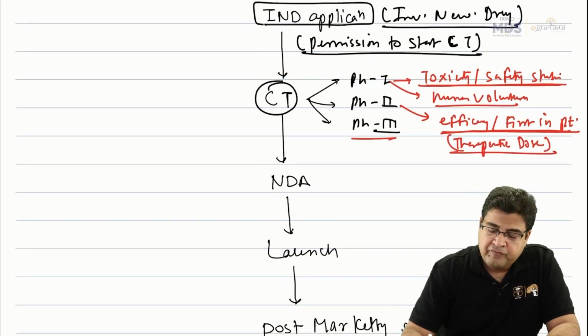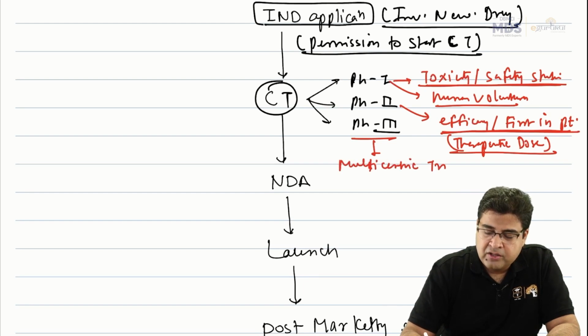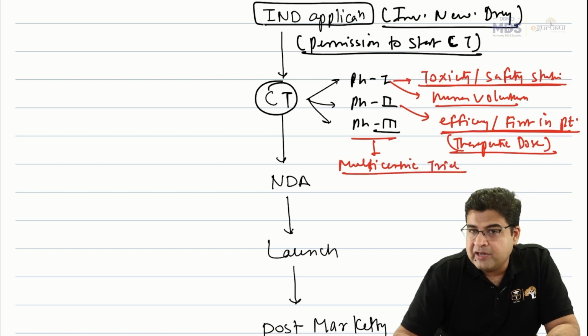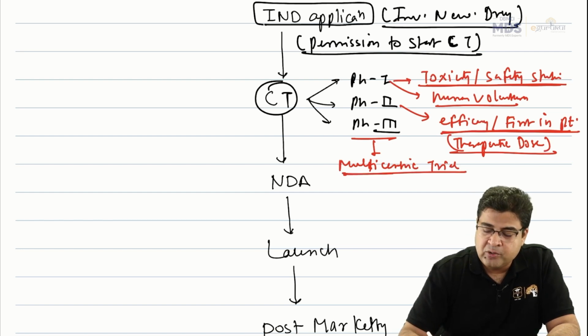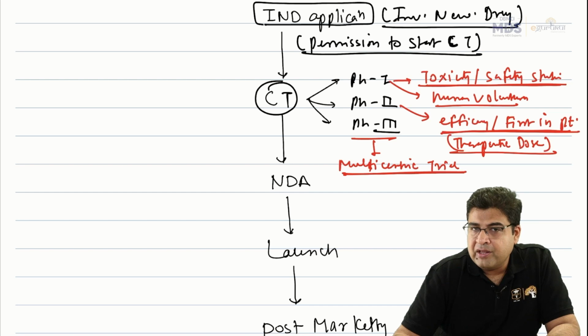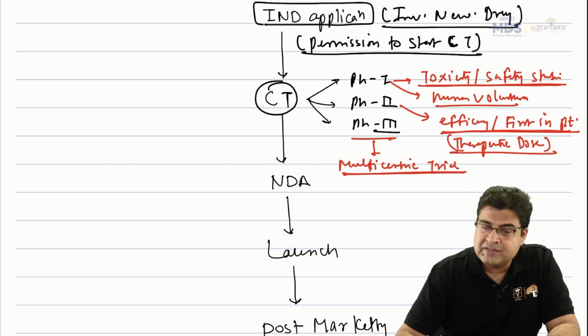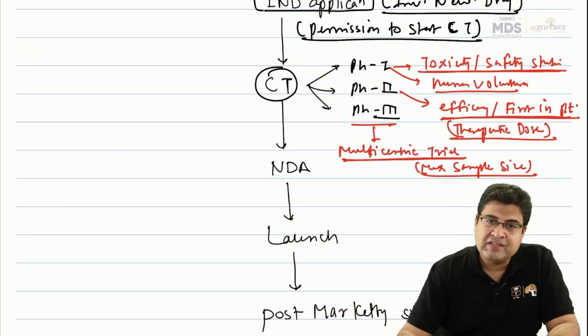Now phase 3 is known as a multicentric trial. Here the patients are admitted at multiple centers or multiple locations of the country, and the medicine is given to these patients. So phase 3 has the maximum sample size.